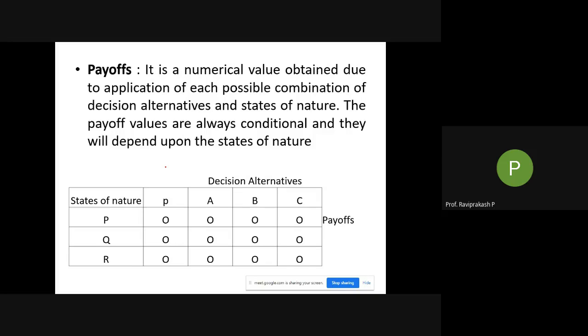Full stop. The payoff values are always conditional, and they depend upon the states of nature. Take down this particular tabular column.